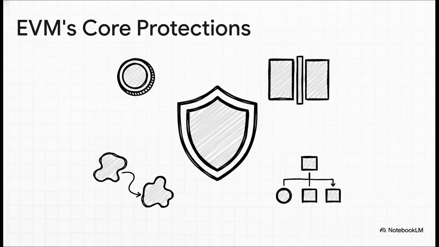We've talked about gas. It makes attacks economically impossible. Then there's sandboxing, which means every contract runs in its own isolated environment. It can't just reach out and mess with another contract's code or storage. And crucially, execution is deterministic. That means if 1,000 different computers around the world run the same transaction, they are all guaranteed to get the exact same result. That right there is the foundation of blockchain consensus.